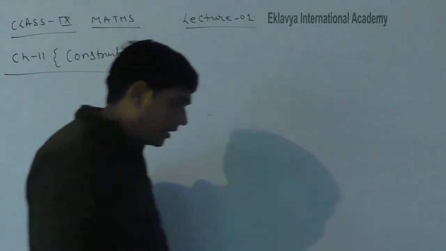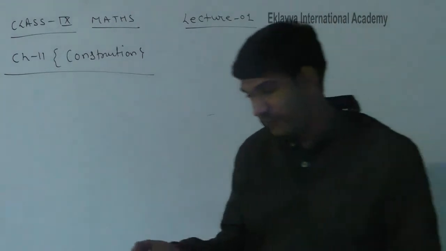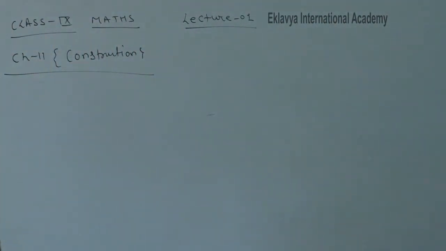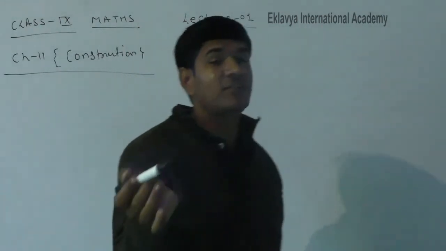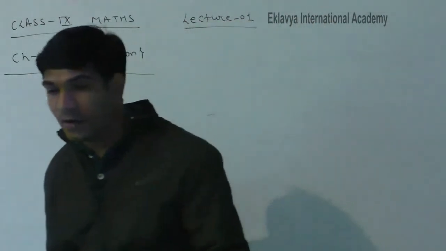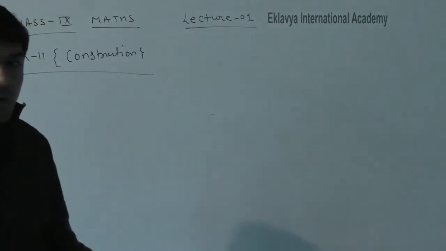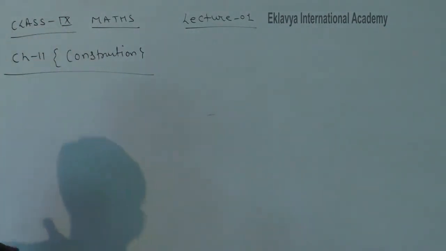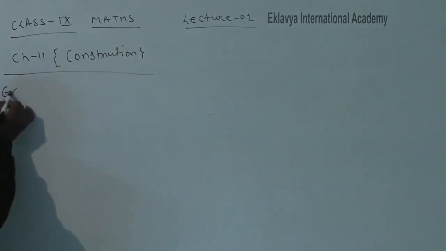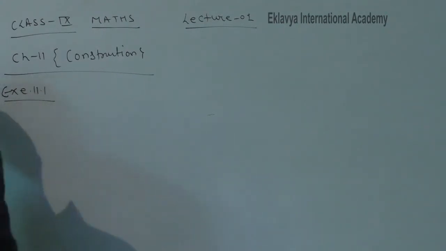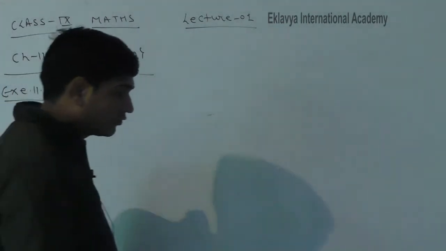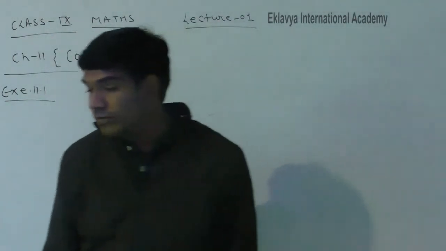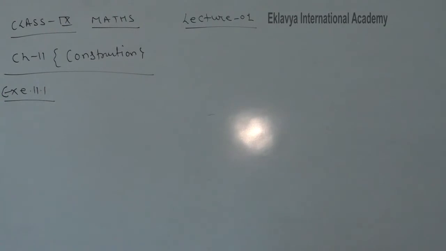In construction we will discuss how we will draw the perpendicular bisector and how we will justify it, how we will draw the 90 degree angle and justify it, and how we will draw the 60 degree angle and justify it. First we will discuss exercise 11.1, where we will see how to draw the perpendicular bisector.